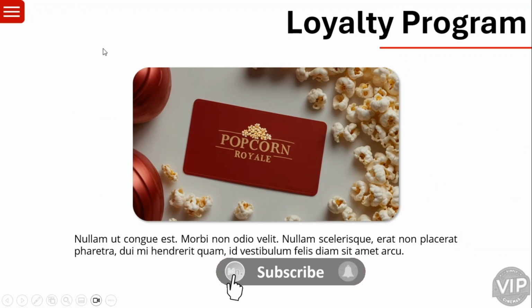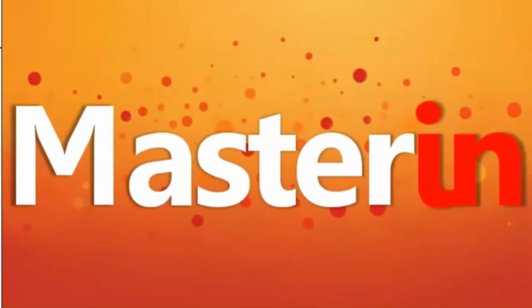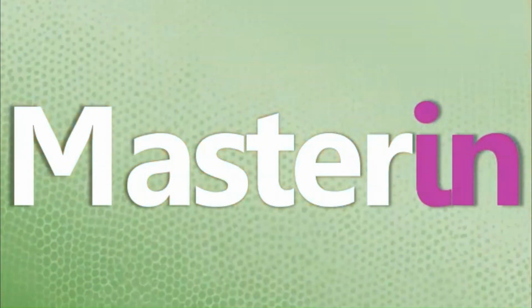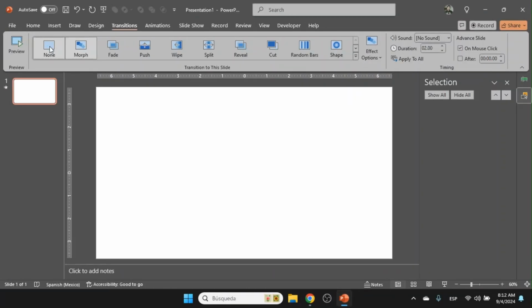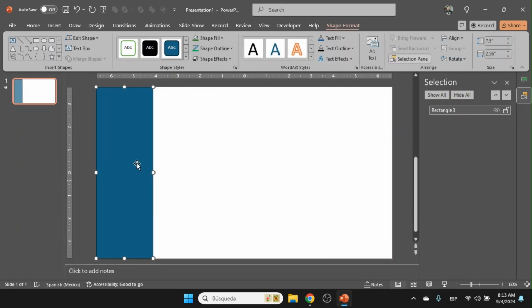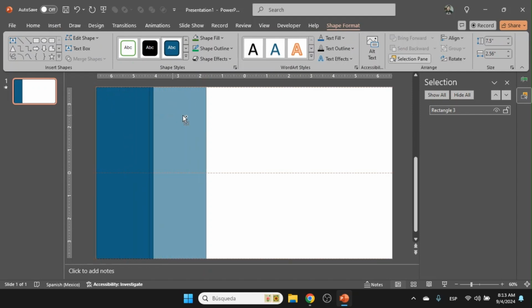Let's start. The first thing you'll do is insert a rectangular shape that is 7.5 inches tall. The width is up to you. Next, we'll add a second rectangular shape to create a button. It should be the same width as the first shape you added.